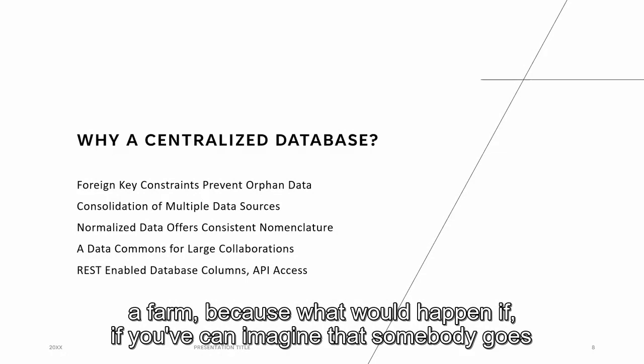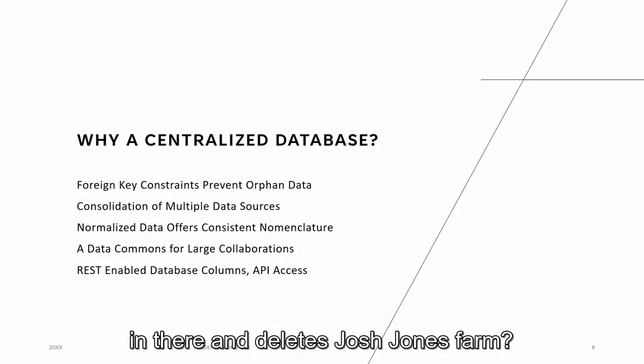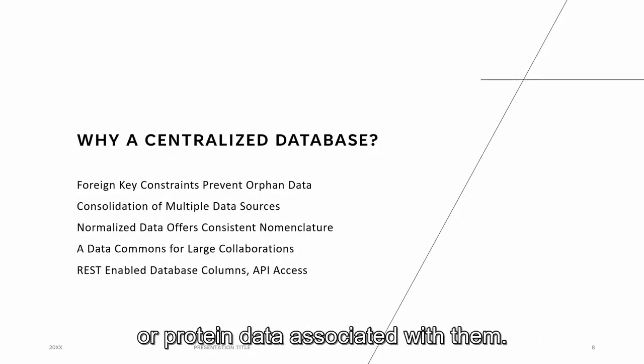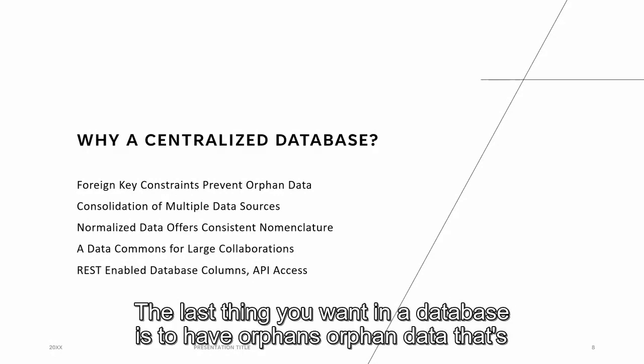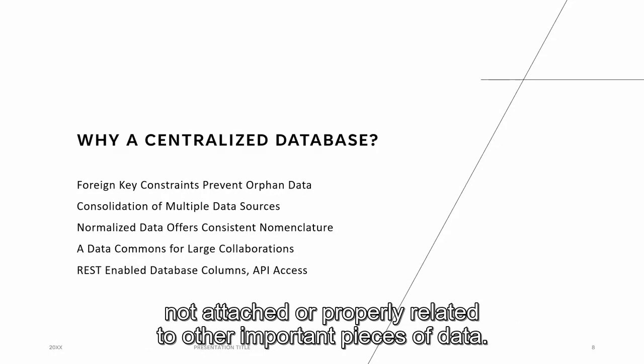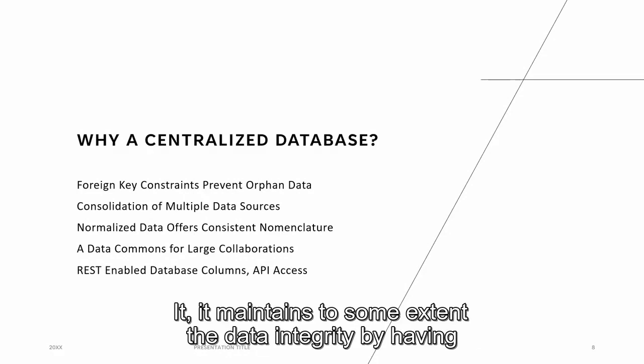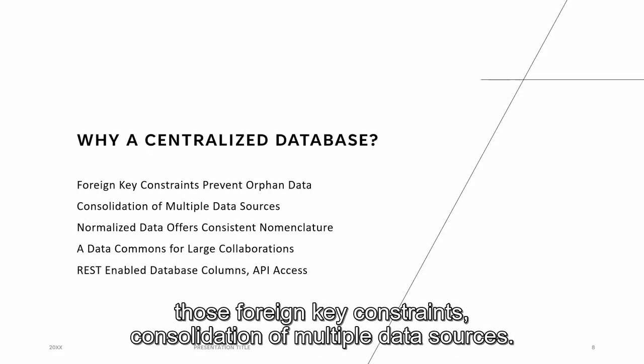Because what would happen if you can imagine that? Somebody goes in there and deletes Josh Jones' farm. Well, Josh Jones' farm has fields, and those fields have maybe yield data or protein data associated with them. The last thing you want in a database is to have orphans, orphan data that's not attached or properly related to other important pieces of data. So that's a very important thing. It maintains, to some extent, the data integrity by having those foreign key constraints.